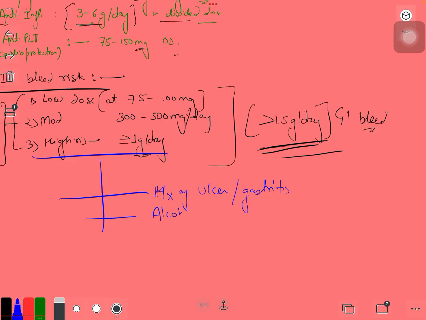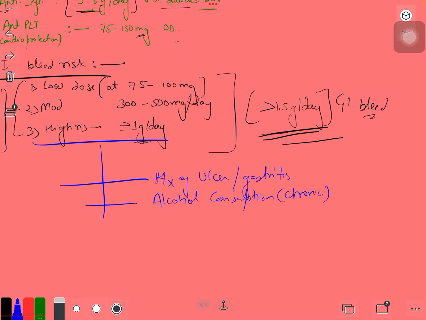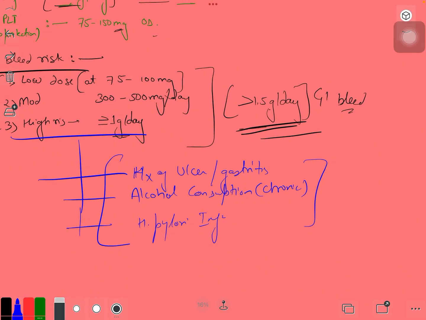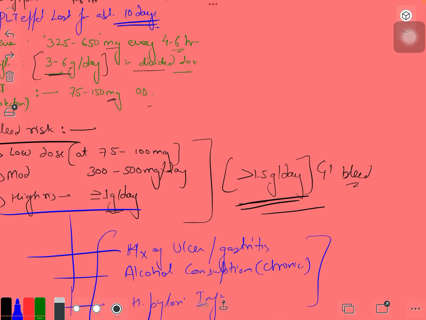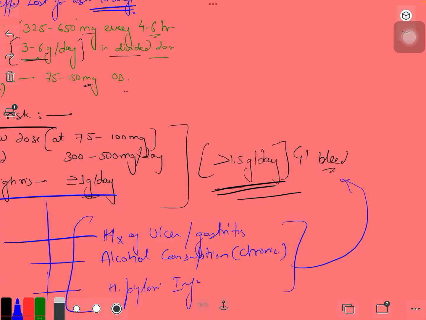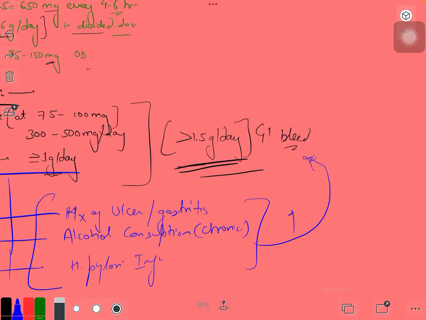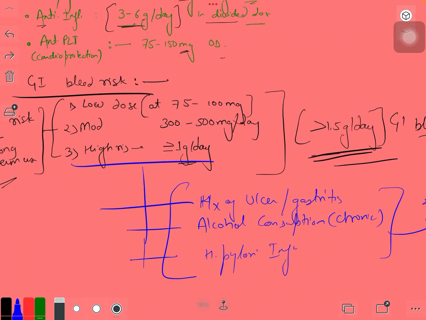Also, we should check whether the patient has alcohol consumption or not, especially chronic alcohol consumption. And lastly, H. pylori infection, because in all these three major conditions, the severity will be much more to cause the GI bleed. So in all these situations, there is a high risk of causing a GI bleed.